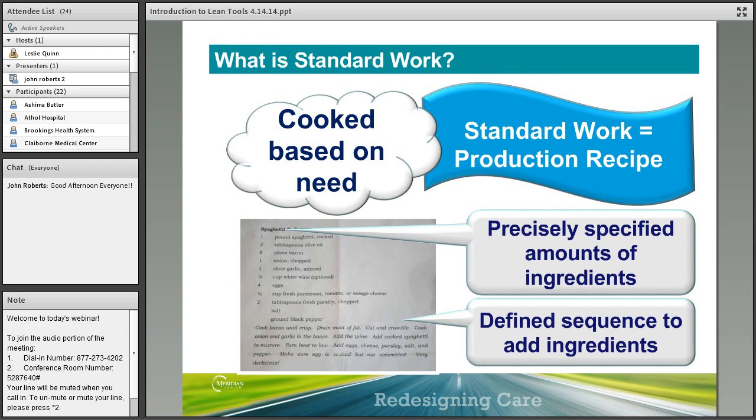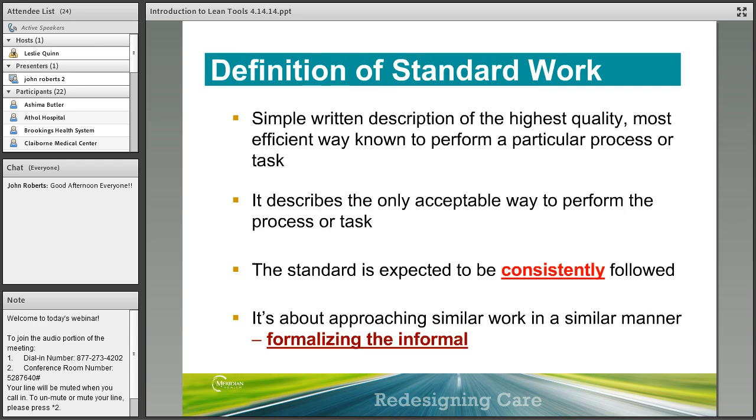Really, standard work is looking at how we can describe an acceptable way to perform a process or a task that's done consistently each and every time, so that it really narrows the variation in how people do that piece of the process or that task.